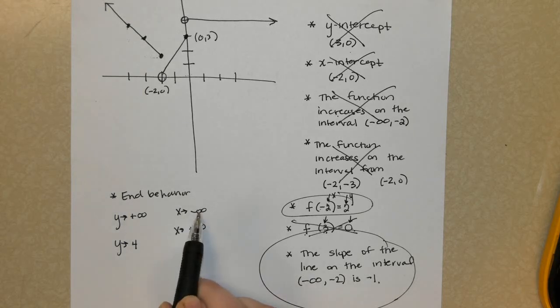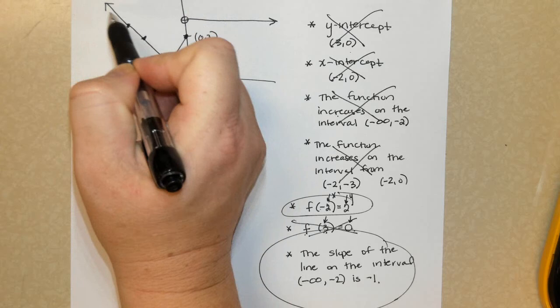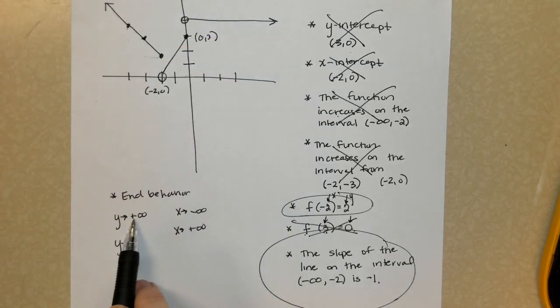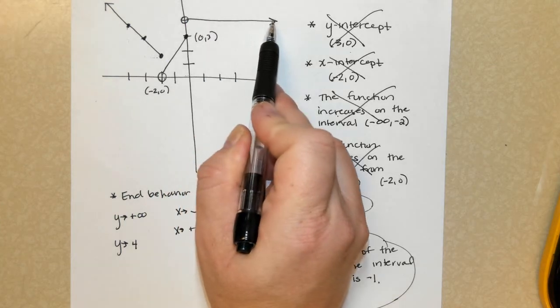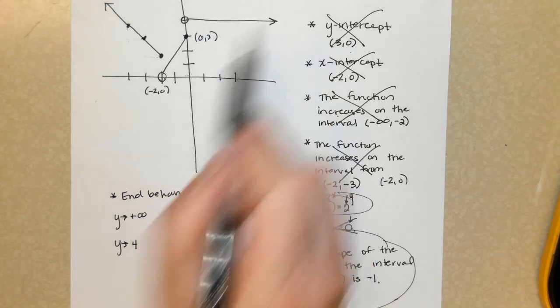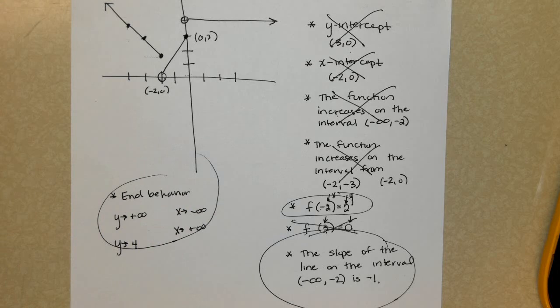The end behavior. As I go to the far left, what's happening way over here? It is heading upwards. As I go to the far right, it is consistently staying on a value of 4.